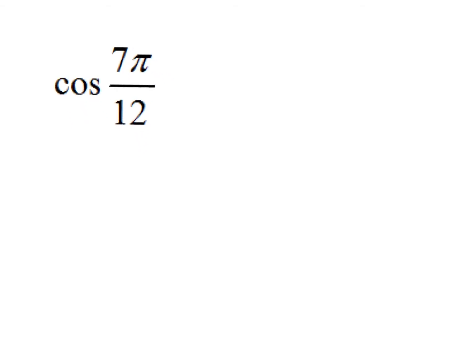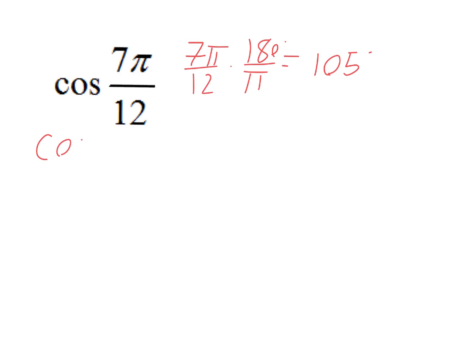Last problem for this page, the cosine of 7 pi over 12. Well, it's in radian form, so my first step is going to be to convert 7 pi over 12 into degrees by multiplying that by 180 degrees divided by pi, which in turn will give me 105 degrees. So now I'm looking for the cosine of 105 degrees. 105, you look at the unit circle, not on there, but 60 and 45 are both on my unit circle. So the cosine of 60 plus 45.